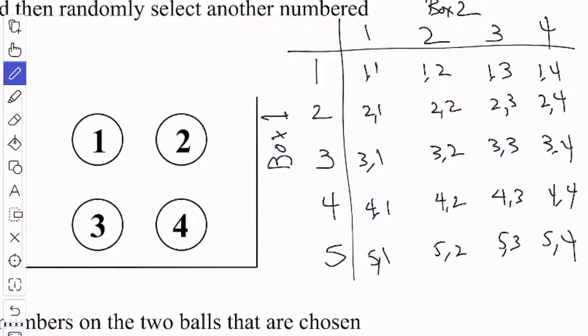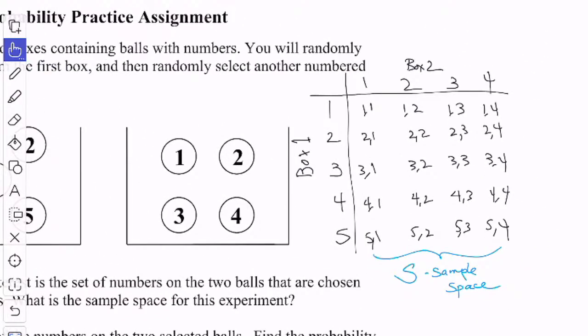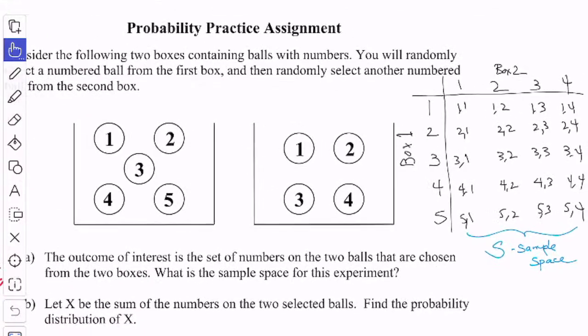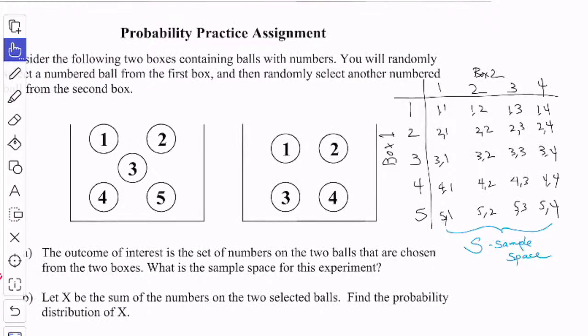So you can just make this. You could say something like, this is S, the sample space. All right. And does that answer the first question? The outcome of interest is the set of numbers on the two balls that are chosen. What is the sample space? So that's fine. In the notes, it shows them with all listed in a row. But this is sufficient for me.